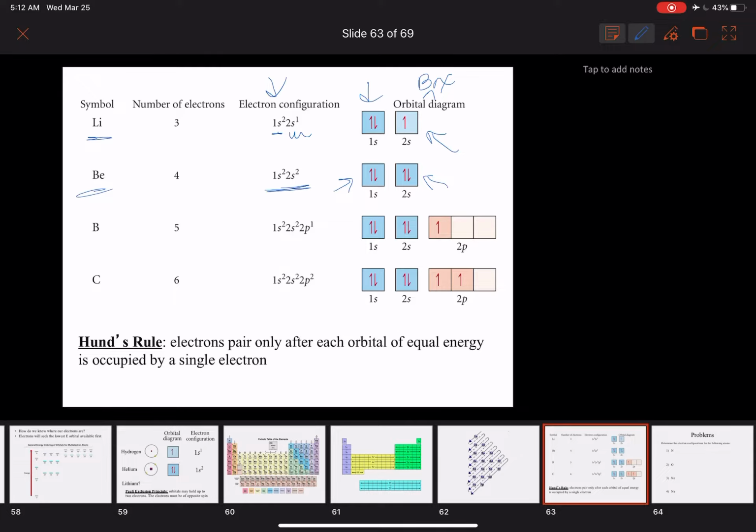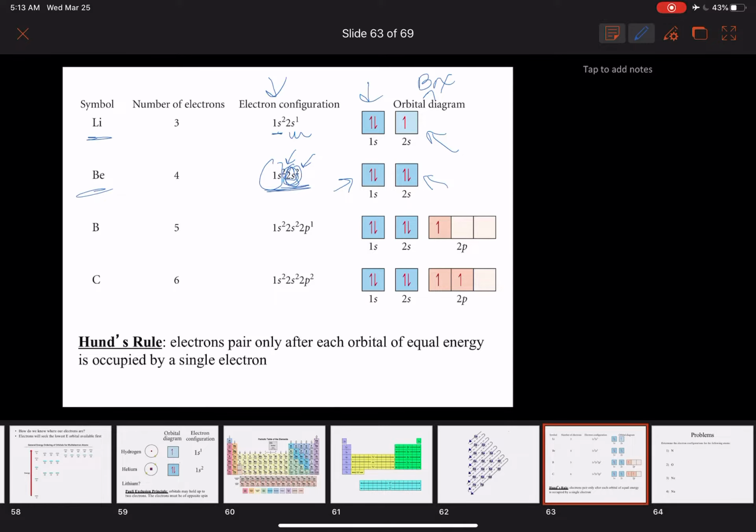Remember that the superscripts up here, the 2 and the 2, those are telling us how many electrons. And the 1s right here and the 2s right here, those are telling us which orbitals they're going into.